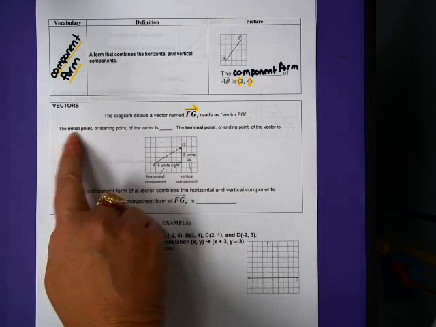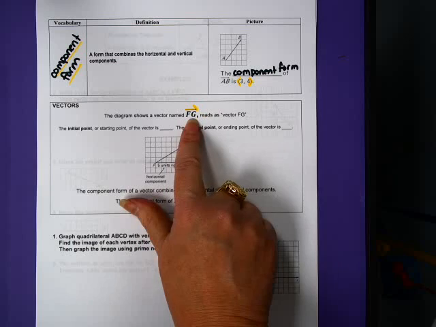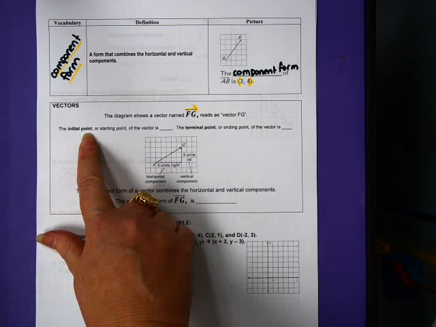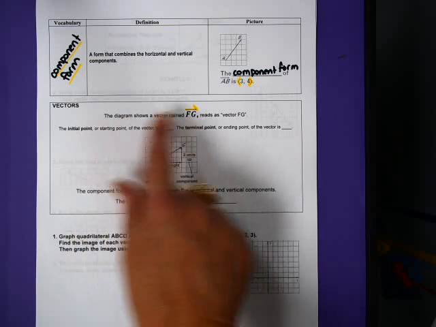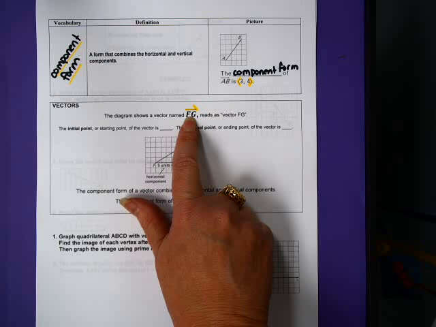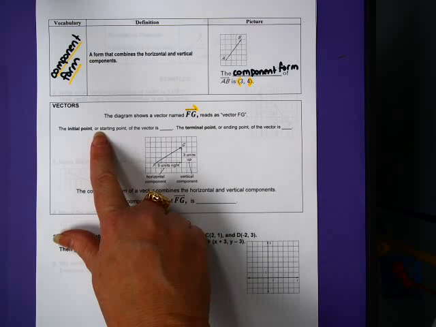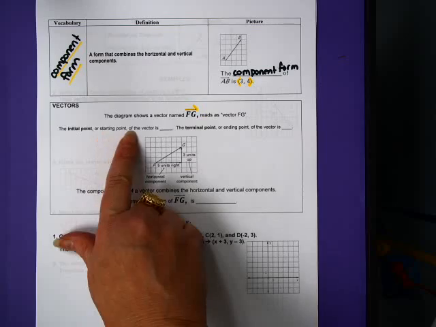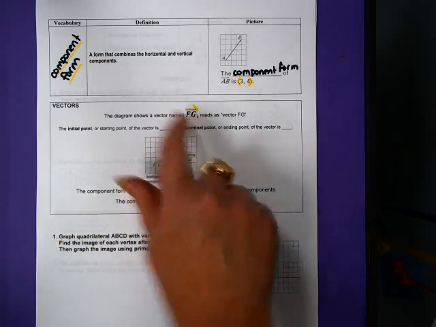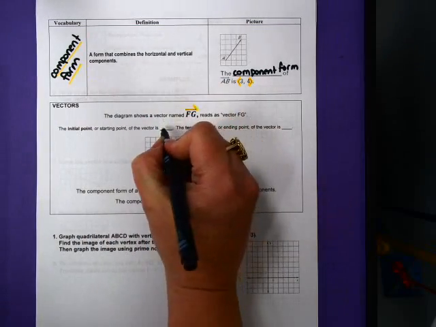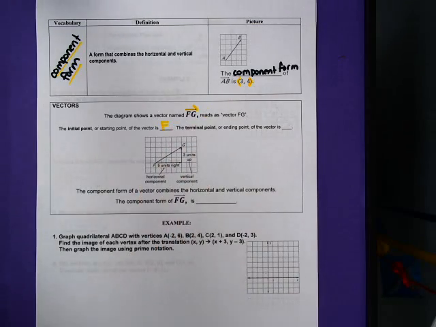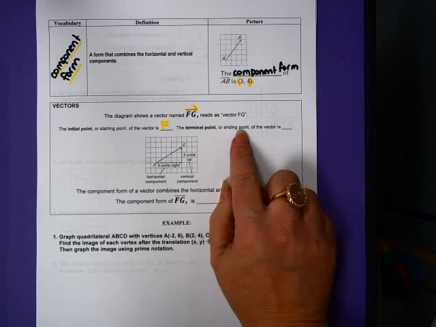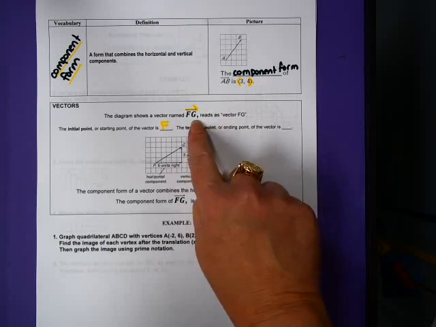You always have to start with the initial point when you're naming it to tell someone where it begins. So that's why the F must come first. You cannot put the G first. So the initial point or starting point of this vector is F. Okay, that's F. The terminal point or ending point of this vector is G.